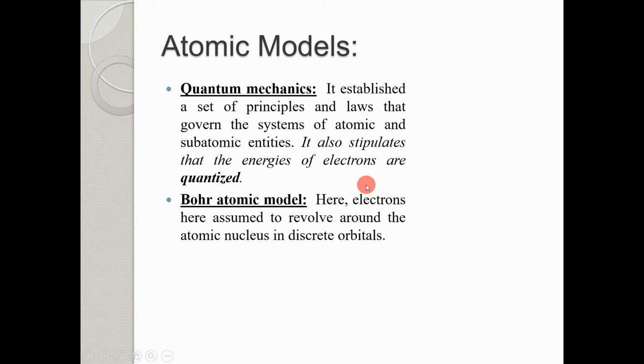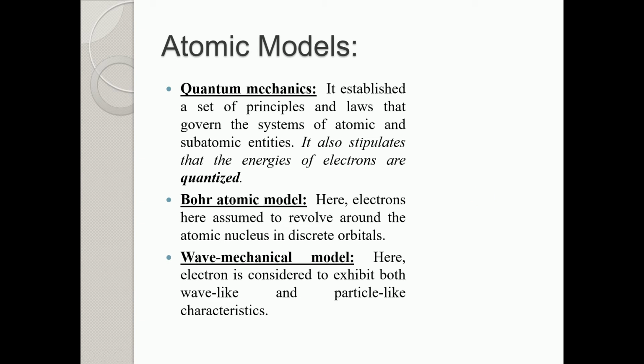Then we have the Bohr atomic model. In this model, the electrons are assumed to revolve around the atomic nucleus in discrete orbitals. That's the common atomic model that we generally used to follow: we have got a nucleus and then certain orbits, and in those orbits we have some electrons.